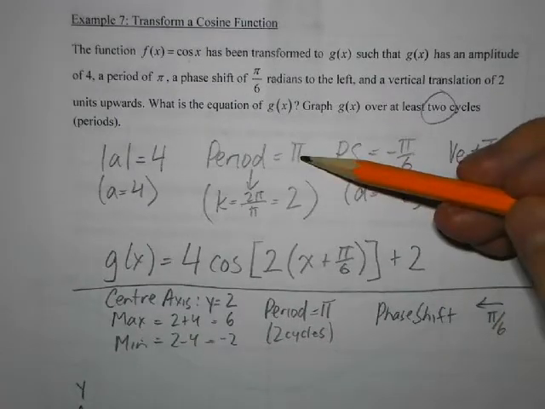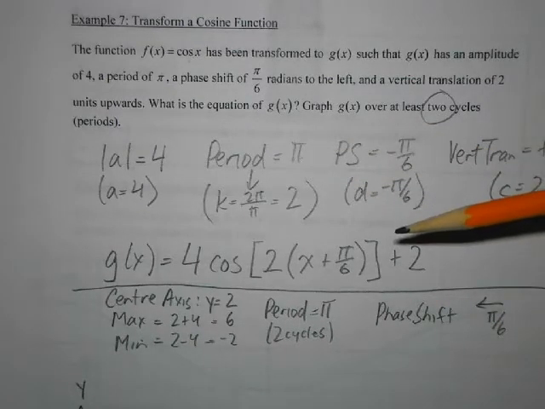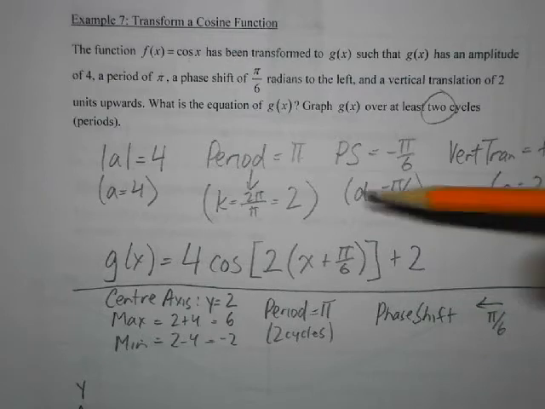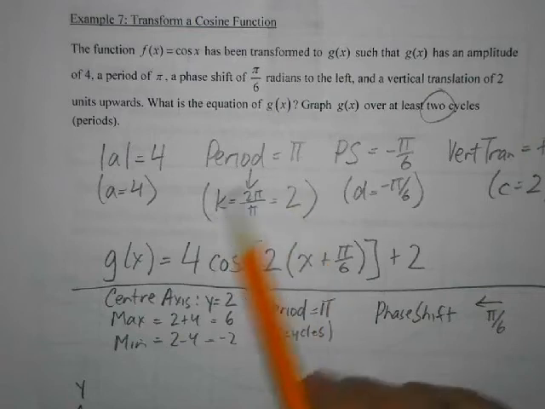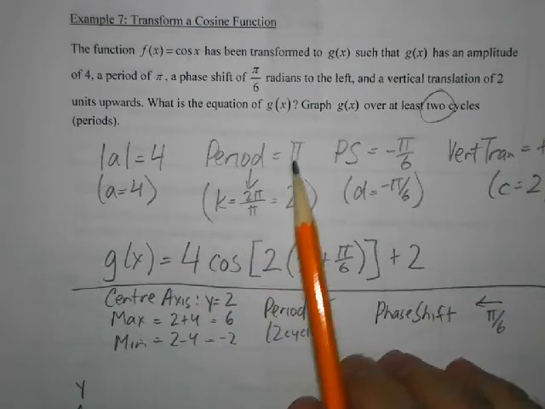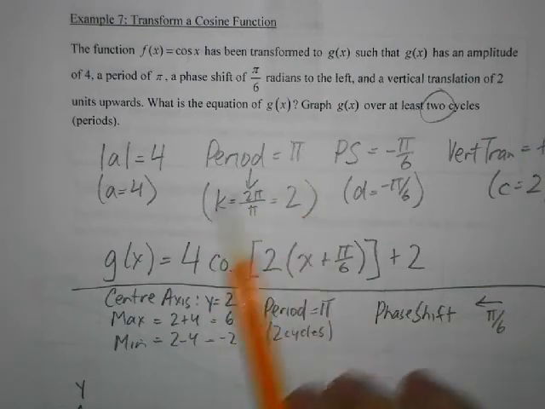The period is pi. So if we're going to make an equation, which we've been asked to, we're going to write the equation and make a graph. I got to convert the period back into k. So it's actually almost the exact same formula.